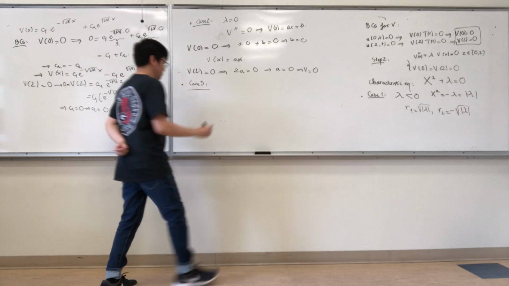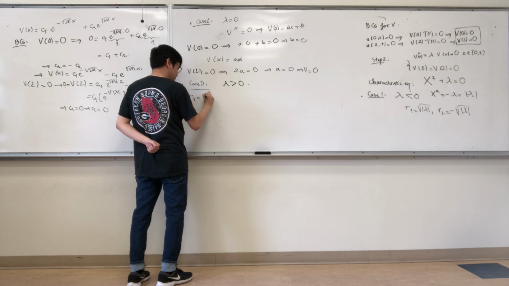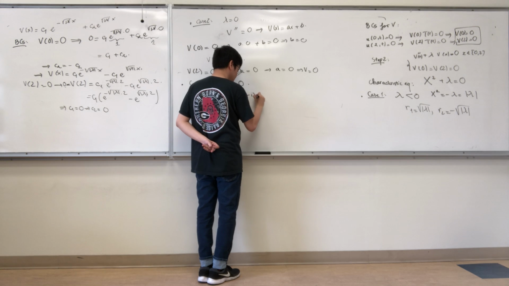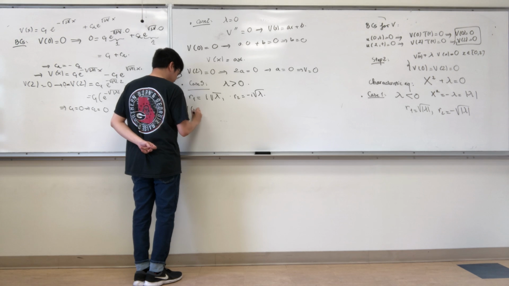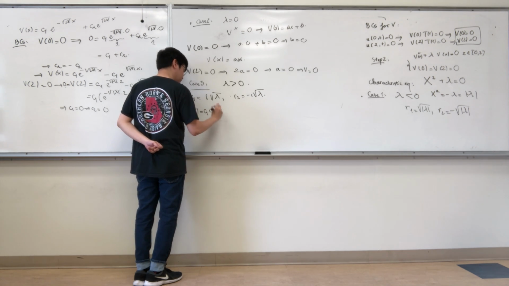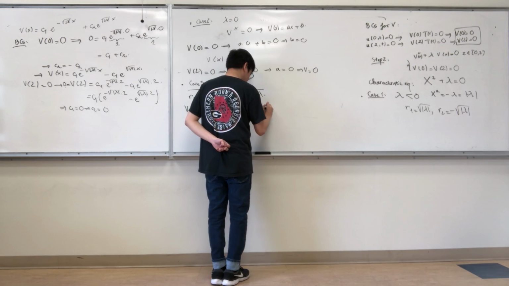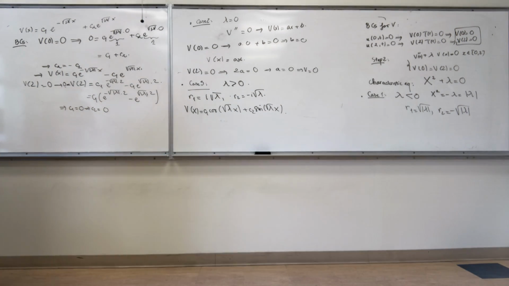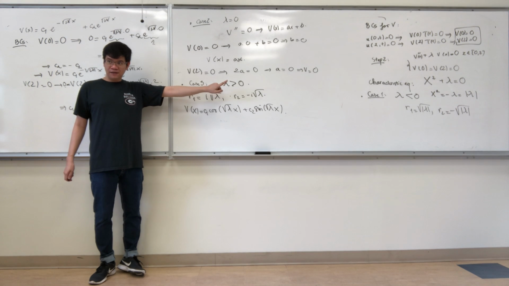Lambda is greater than 0. Right? So then you have two roots, right? i square root of lambda, and the second root is minus i square root of lambda. Right? So then you have v of x will be c1 cosinus of square root of lambda x plus c2 sinus of square root of lambda x. Right? So in general, the last case is the most important case because you have sinus and cosinus, and that gives you the basis.